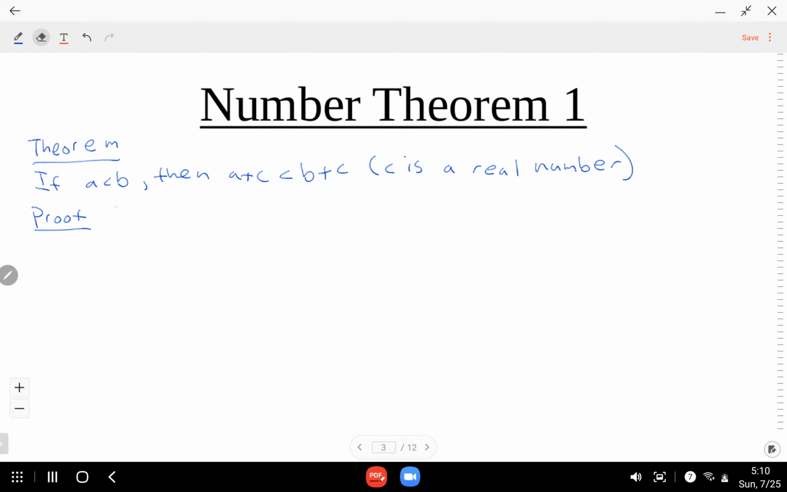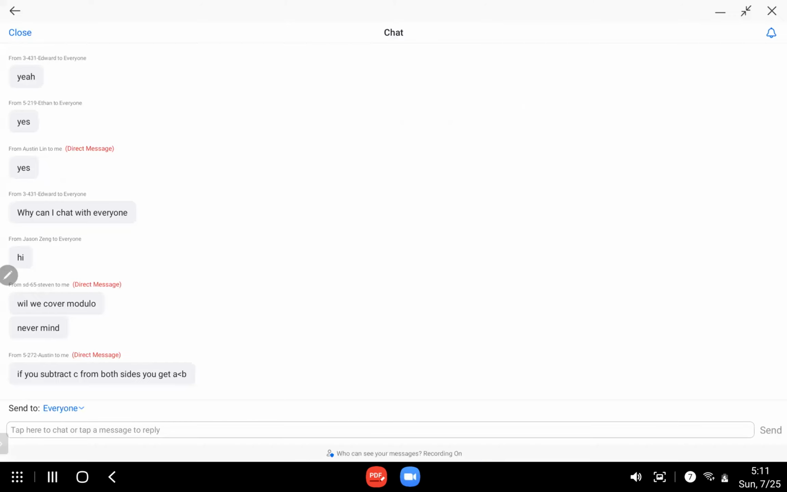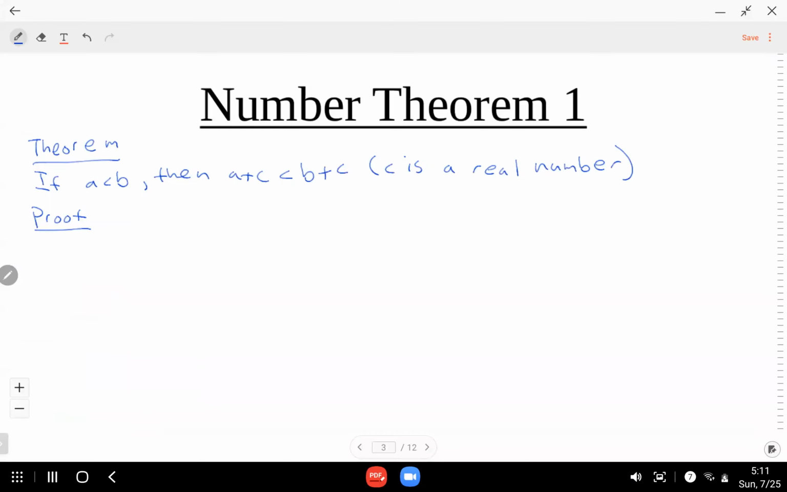A is less than B. What is that? All right. If A is less than B, who knows what else is true? If you subtract C from both sides, you get A minus C is less than B minus C. All right, so this is a very, very good guess, but you cannot do that either. Because if you prove using that way, you're already assuming that the theorem is true, and we don't want to assume that the theorem is true.